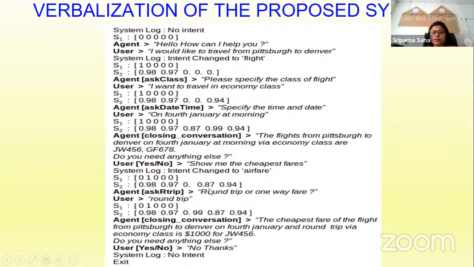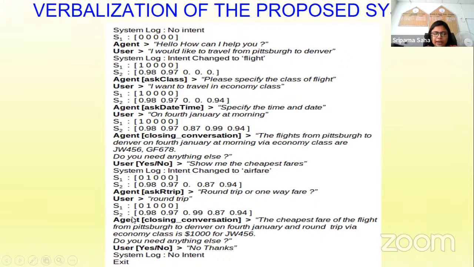Then the agent is asking round trip or one-way fare. This is a new slot, because it was not available in the flight intent, but it is required for the airfare intent. So the agent asks round trip or one-way fare, and the user answers round trip. The corresponding slot is detected and the corresponding confidence value is entered into S2.